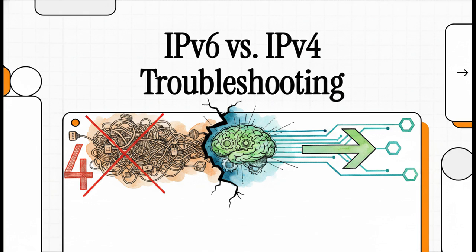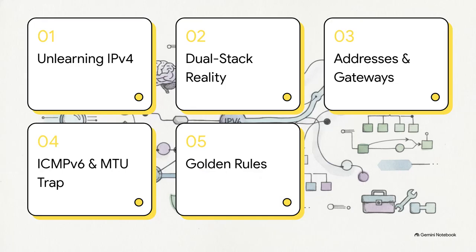Our core premise for today is simple, but honestly, it's profound. To actually be effective at troubleshooting IPv6, you've got to completely unlearn your deeply ingrained IPv4 assumptions. So, here's our roadmap. We are going to cover unlearning IPv4 muscle memory, the dual stack reality, addresses, neighbors, and gateways, the ICMPv6 and MTU trap, and we'll wrap it up with some golden rules for troubleshooting.